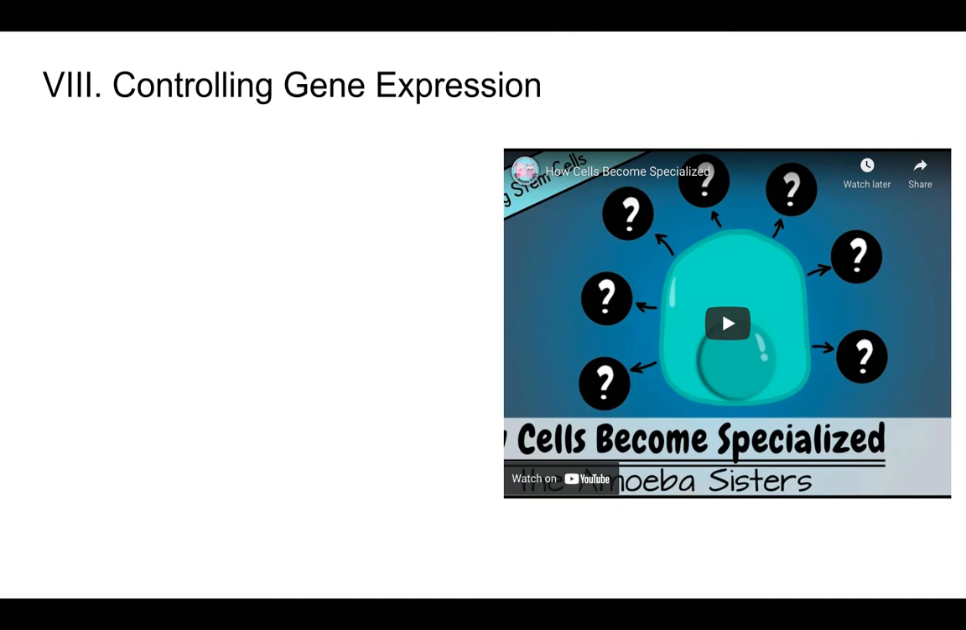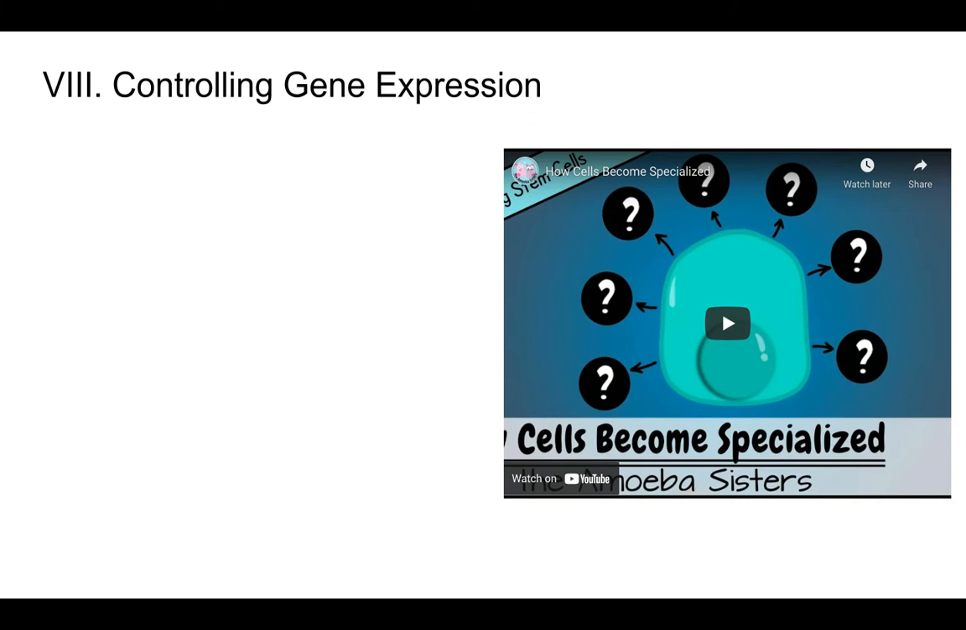So we're in the section of our notes that talks about controlling gene expression. And so really the connection to what we've been doing, we're talking about making a protein, right? Transcription and translation create a protein. Well, that process needs to be controlled. It needs to be regulated.